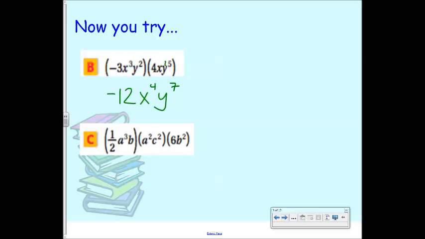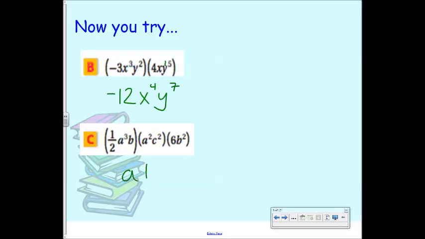Where did the negative 12 come from? Yeah, negative 3 times 4. So when you multiply 2 monomials together, your answer should still be a monomial. What's going to happen in this one? What do you think? Brendan, what do you think here? What are my variables going to be? A, B, and C? I'm still going to have A, B, C.